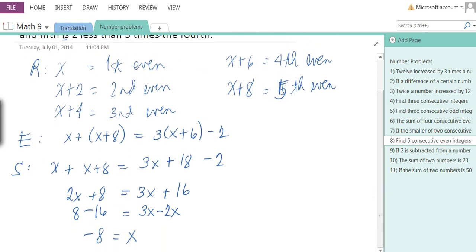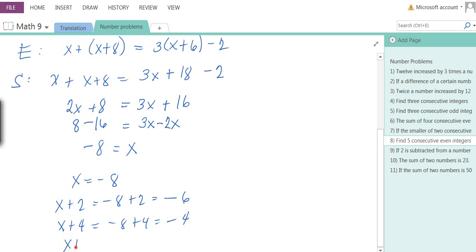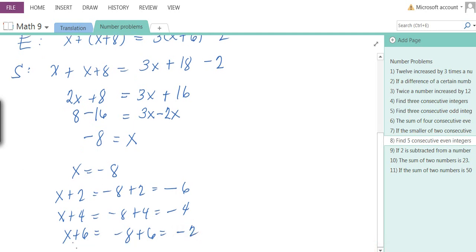So let's solve for the other integers because we still have 4 more. So x is equal to negative 8, and then x plus 2 is the second integer. Negative 8 plus 2 is negative 6. x plus 4, negative 8 plus 4 is negative 4. Then x plus 6 is negative 8 plus 6, which is negative 2. And then x plus 8 is negative 8 plus 8, which is 0.